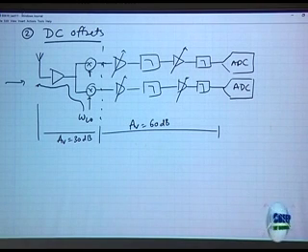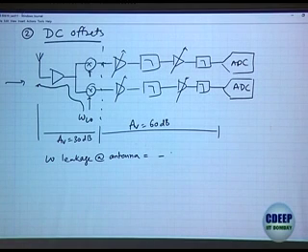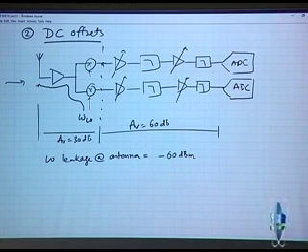And let's say that the LO leakage at the antenna is equal to, I mean it's a pretty small number, right? -60 dBm. So let's calculate the impact of such a small signal on our receiver.